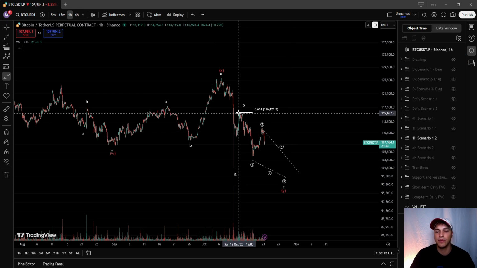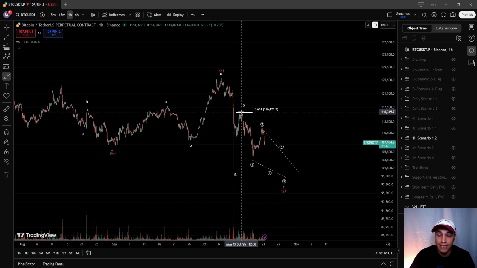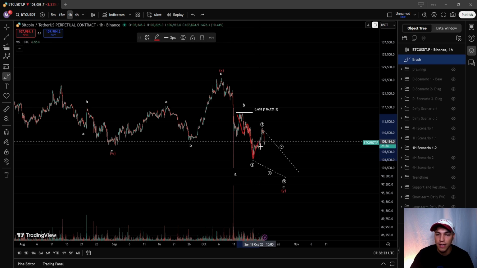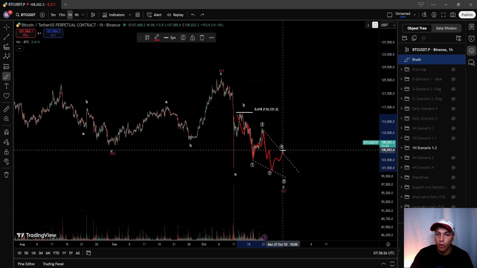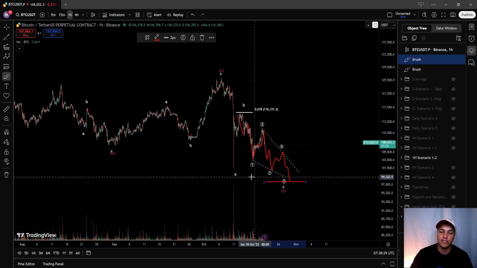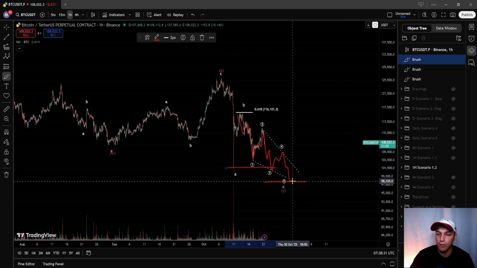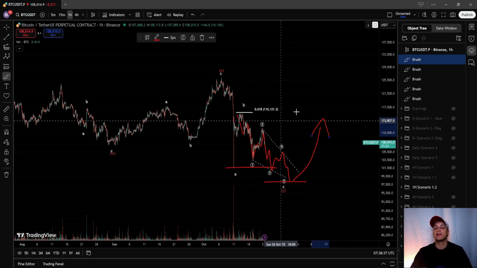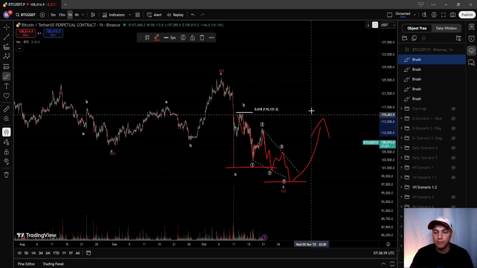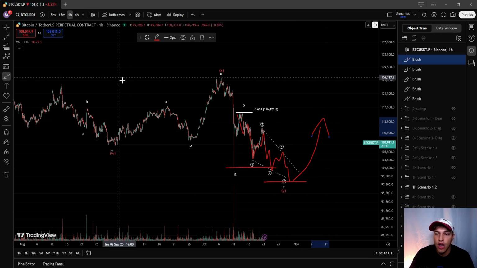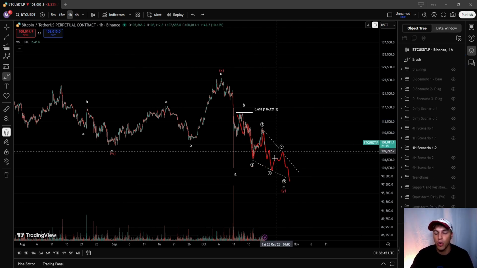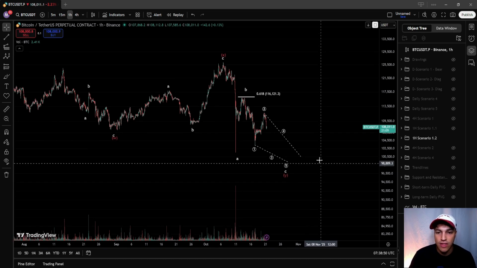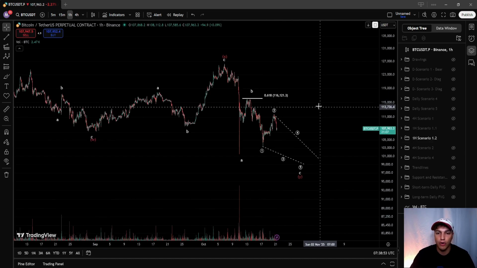Inside this wave C, we would then have an ending diagonal 1, 2, 3, 4, 5, where everything is 3 wave structures, 1, 2, 3 here, 4, and wave 5, finishing this, taking out this low, and then we are moving around towards the upside. This is also very, very similar targets to what we are looking at on our main scenario. So don't be too wary, but just know that we are possibly heading for lower prices, right? That is our main 2 scenarios on the chart.